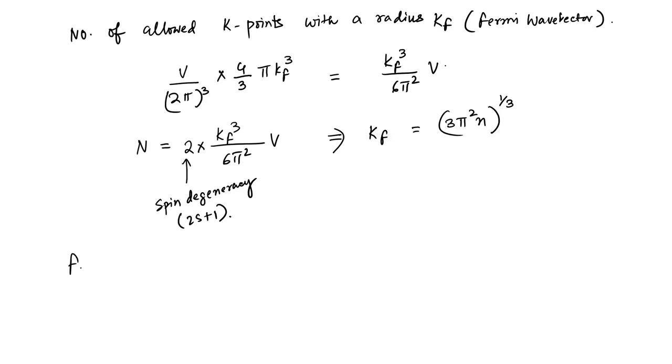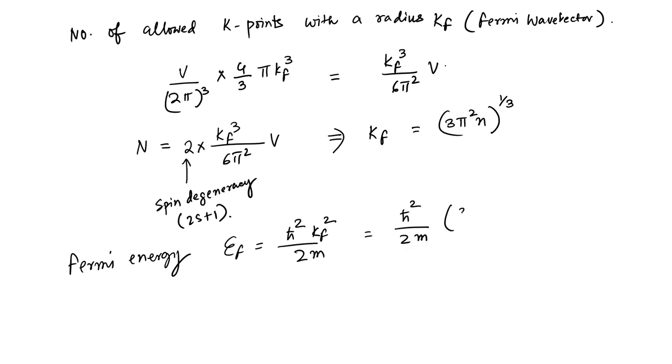Now, we define the Fermi energy. We will show in the distribution what Fermi energy is. So, Fermi energy is nothing but h cross square Kf square over 2m, where m is the mass of these electrons. So, this is equal to h cross square over 2m, and we have a 3 pi square n whole to the power 2/3. So that's the Fermi energy. So the Fermi energy grows as n to the power 2/3, which means that if you have more electronic densities or more number of electrons, then you have larger Fermi energy and so on.